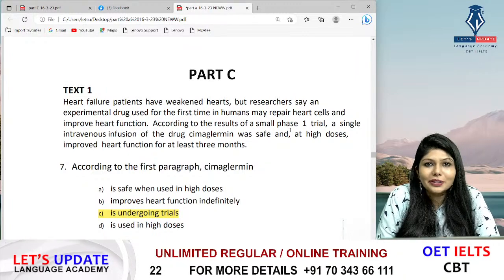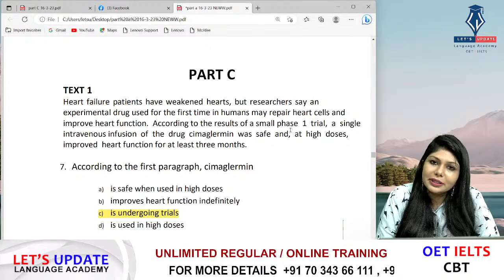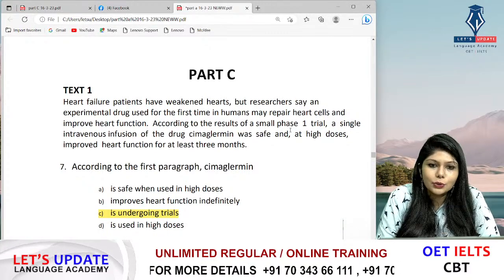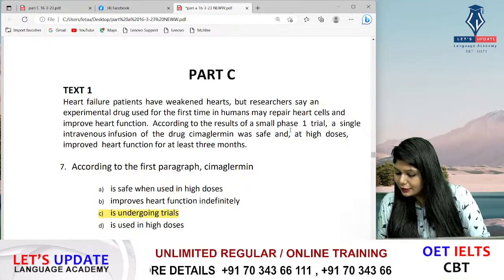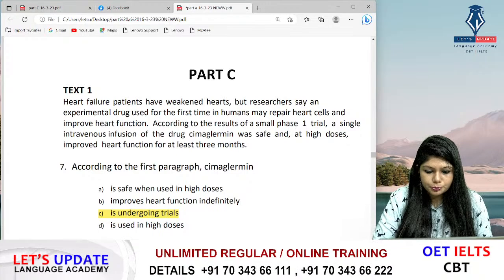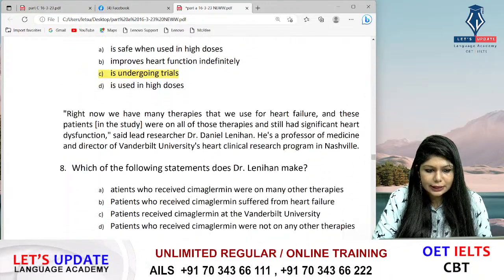because it's still undergoing trials. And that is why we eliminated D also, and we come to this answer, option C. So I hope that is clear to you, and moving to the next question and the paragraph.